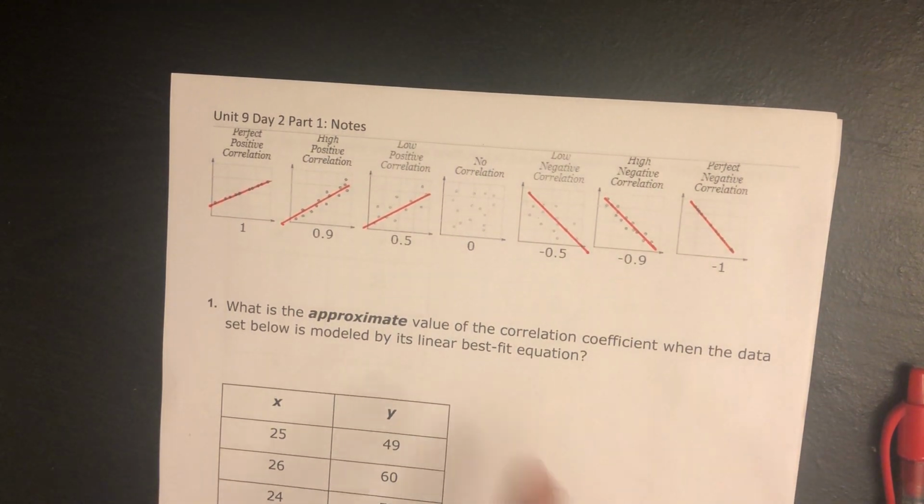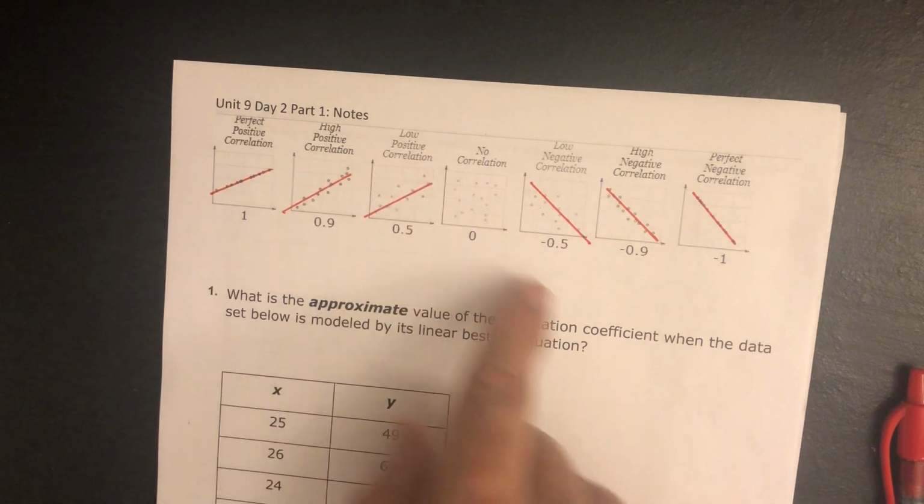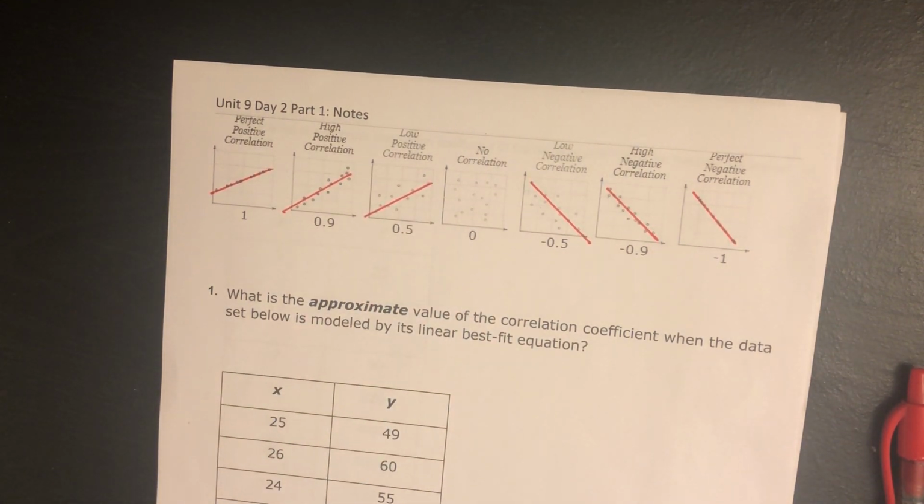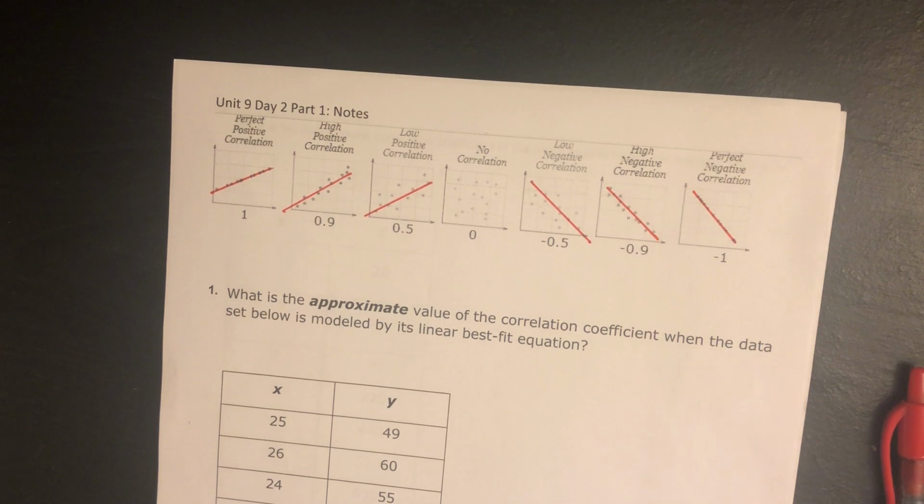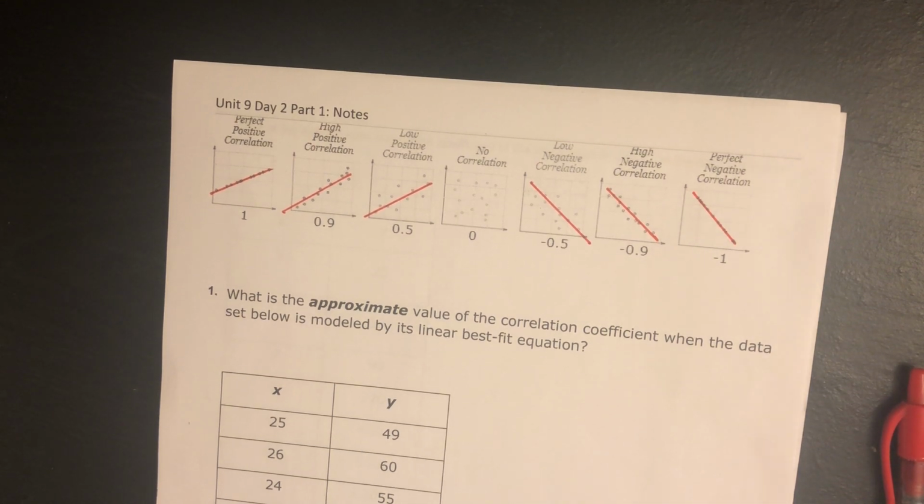If you look at no correlation, there's no way that we could draw a positive or a negative line or a line with a positive or a negative slope or positive or negative correlation to indicate no correlation. Now, what we're going to do is we're going to be finding the correlation coefficient for different tables.